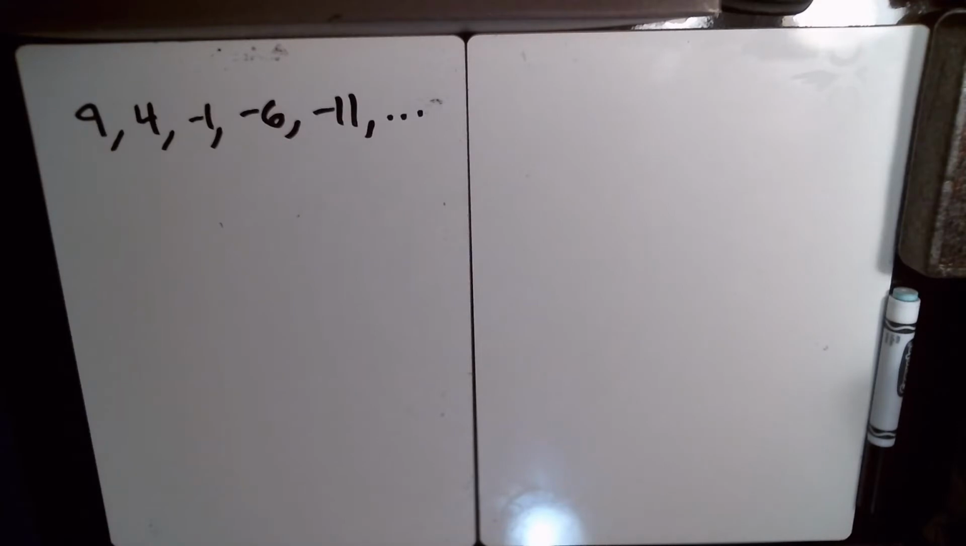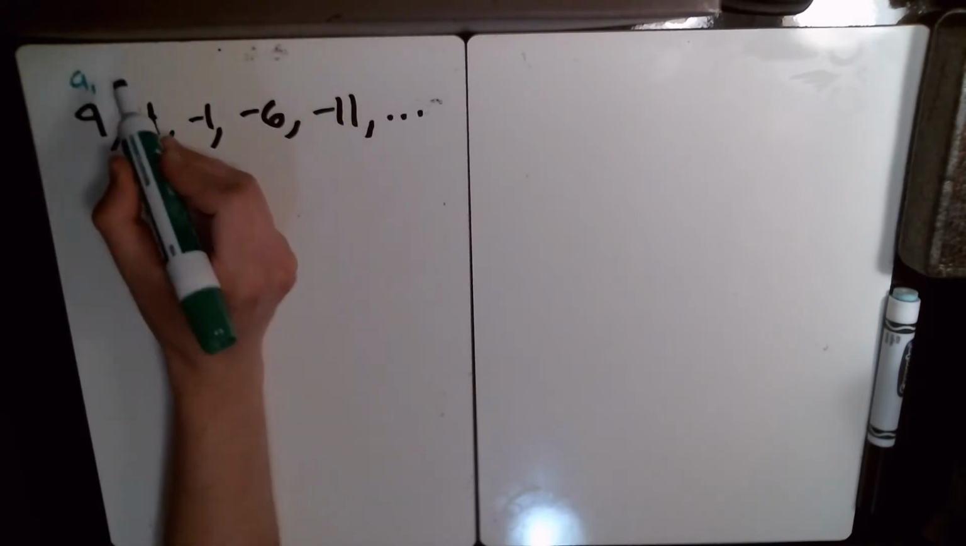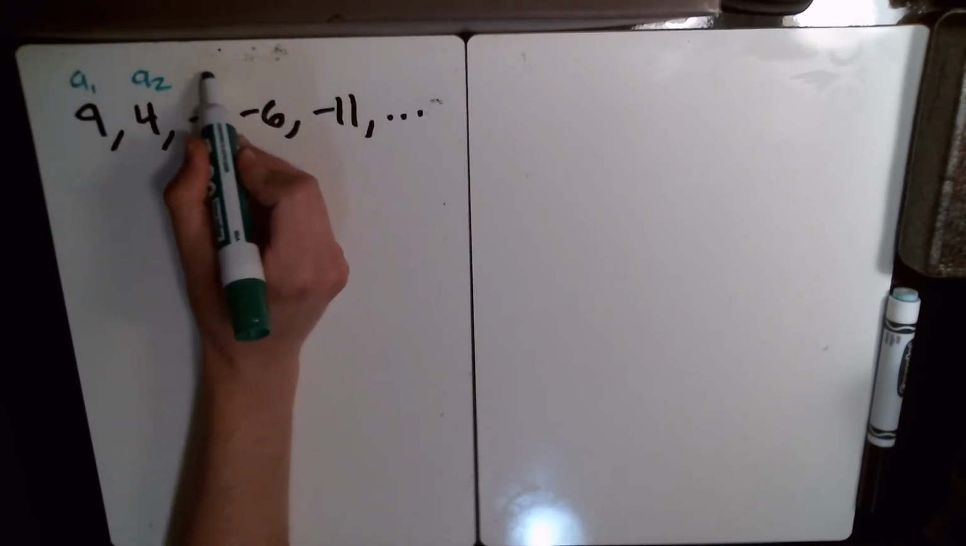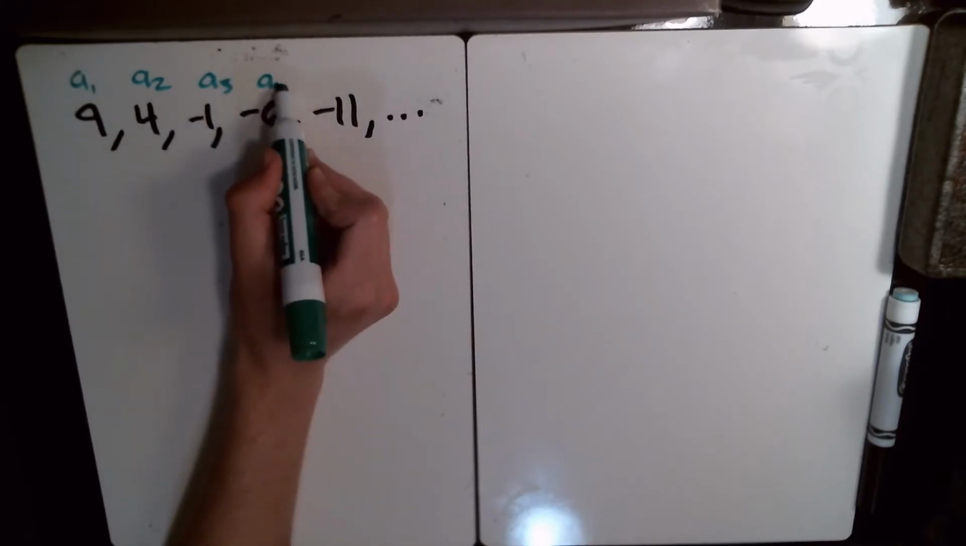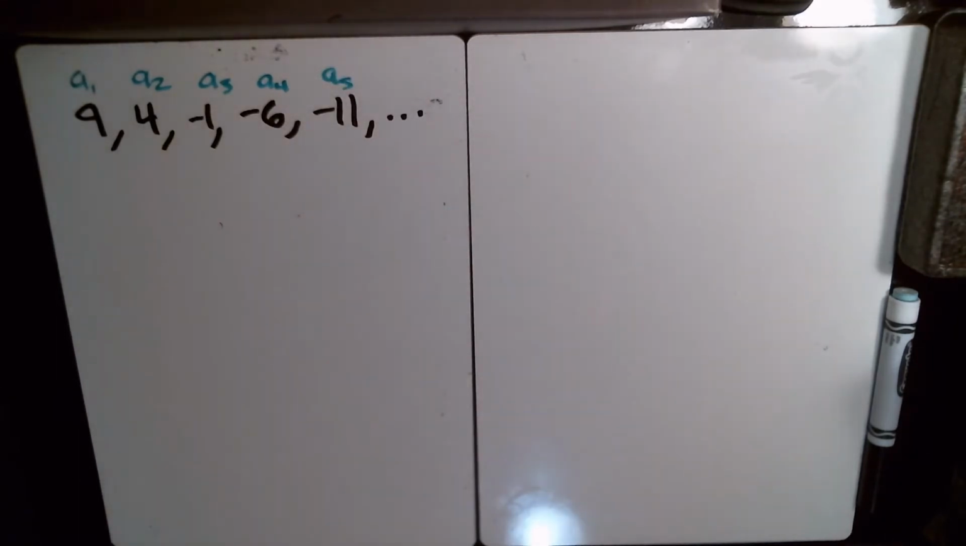And so we typically gave our sequences a name. Sometimes we call it a sub n, right? And so this was a sub 1, that was the first term. This was a sub 2, this was a sub 3, a sub 4, and so on, a sub 5. In this case, the sequence that we're dealing with, we're going to be looking at a specific type of sequence today.